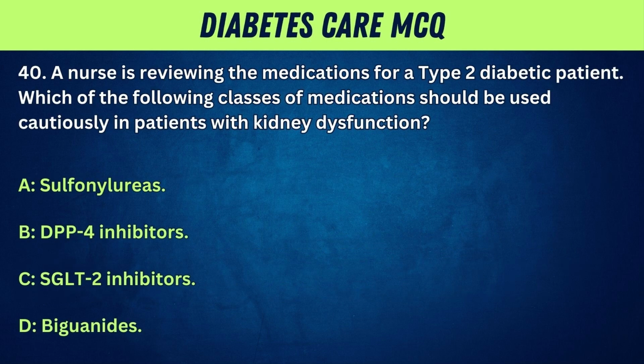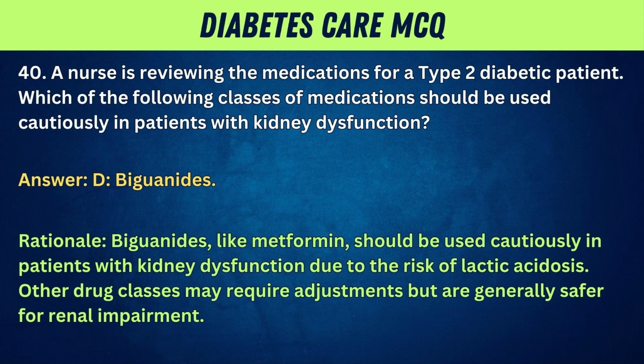40. A nurse is reviewing the medications for a type 2 diabetic patient. Which of the following classes of medications should be used cautiously in patients with kidney dysfunction? A. Sulfonylureas. B. DPP-4 inhibitors. C. SGLT2 inhibitors. D. Biguanides. Answer: D. Biguanides. Rationale: Biguanides, like metformin, should be used cautiously in patients with kidney dysfunction due to the risk of lactic acidosis. Other drug classes may require adjustments, but are generally safer for renal impairment.